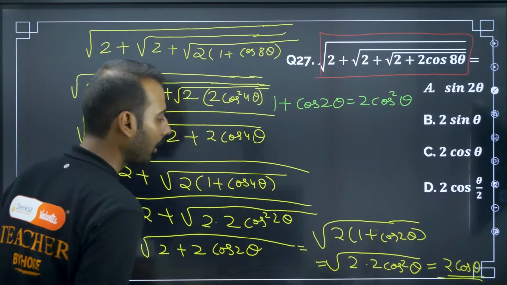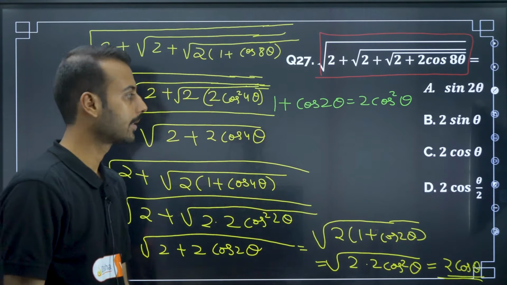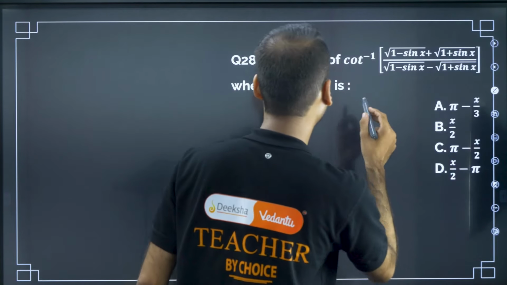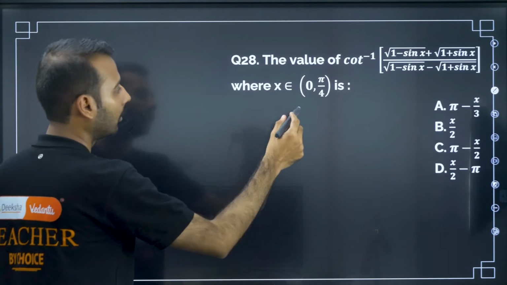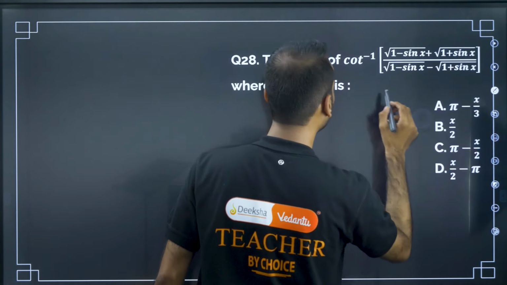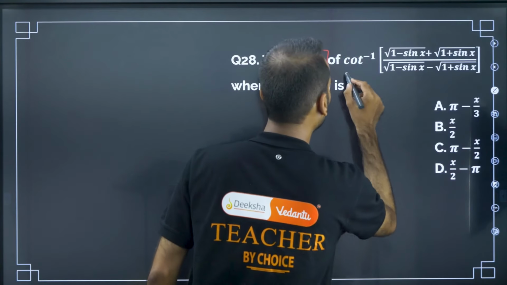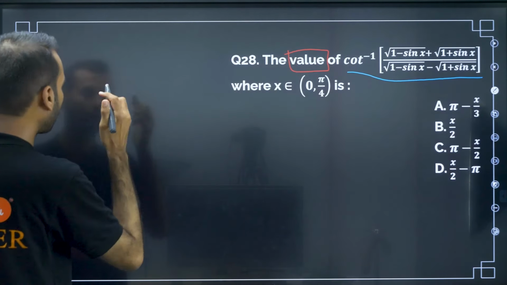So is there any option like 2 cos theta? Yes, C is the answer. Moving on to next question. The value of this, they are asking to find the value of this. So what are they asking? The value of this. So how to approach this problem?